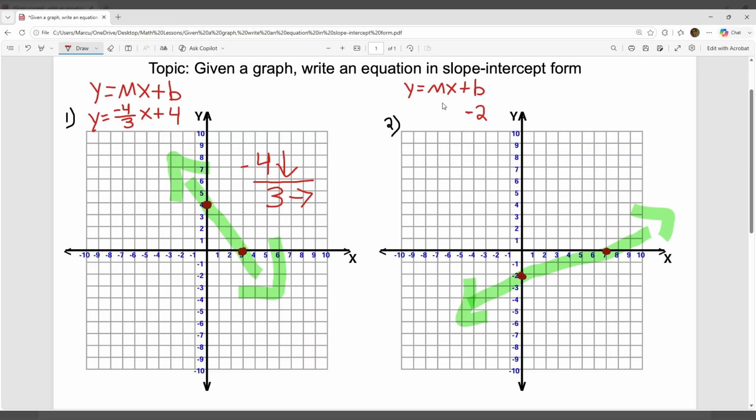And then for the slope, you just count your steps. So from this point right here to this point, we're going to go 1, 2 up, like this. And then we go 1, 2, 3, 4, 5, 6, and 7. So we have 7 steps. So your slope is going to be 2 over 7. So you write y equals 2 over 7 of x minus 2.